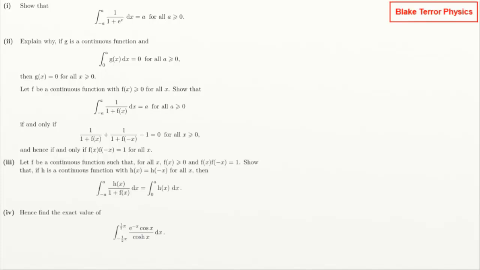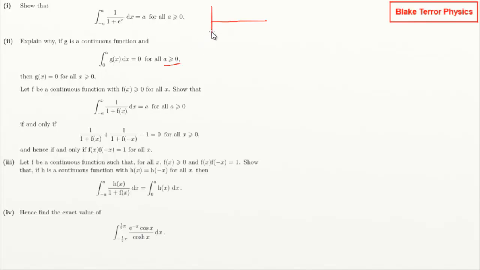Part 2, which looks like it's a bit more meaty. Explain why if g is a continuous function and that integral is 0, then g of x is 0. So they're saying that if we integrate g of x from 0 up to a, and we get 0 all the time, then g of x must be 0. That's obviously true, isn't it? We're only going on positive x here, from 0 up to a, and a is greater than or equal to 0.